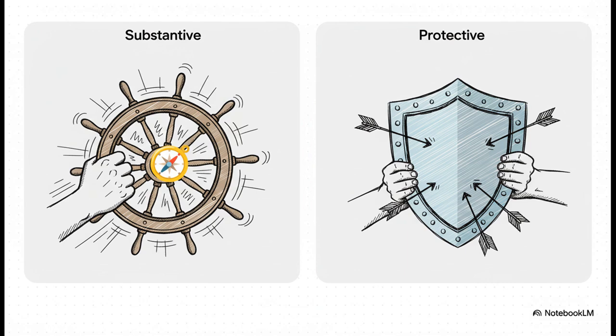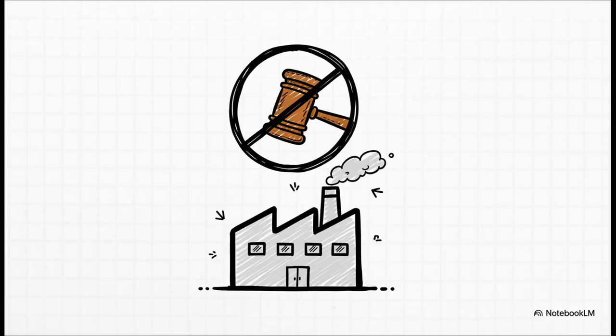To really get what power is, you first have to understand that there are two different kinds of rights. Think of it like offense and defense. Substantive rights are your offense. They give you the power to actually direct what the company does, like setting the strategy. Protective rights, on the other hand, are pure defense. They let you block certain huge decisions to protect your investment, but they don't let you steer the ship. Let me give you a perfect example. A bank might have the right to seize your factory if you default on a loan.